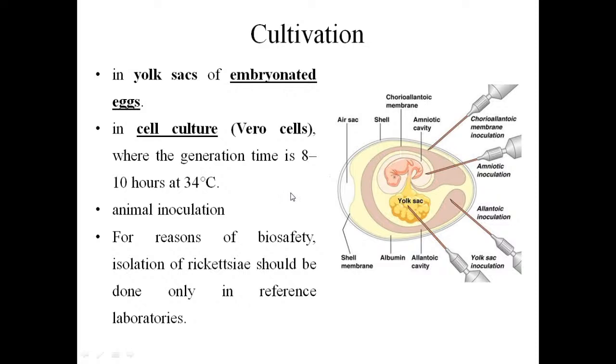Then we also can cultivate rickettsia in cell culture, for example, Vero cells, which is the name of a cell culture, where the generation time is from 8 up to 10 hours at a temperature of 34 degrees Celsius. We can cultivate rickettsia in an animal organism, but you should remember that for reasons of biosafety, isolation of rickettsia should be done only in reference laboratories, only in special laboratories. Rickettsia is a very pathogenic bacteria. It also was an object for creation of biological weapons. The infective dose is very small. We may work with rickettsia just in special, high-risk laboratories.